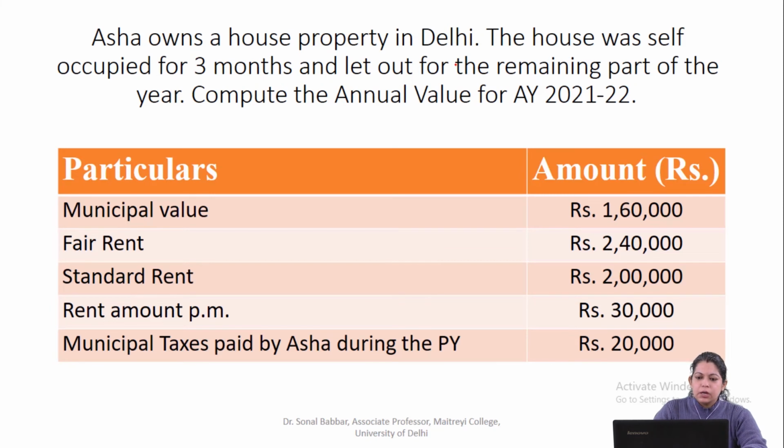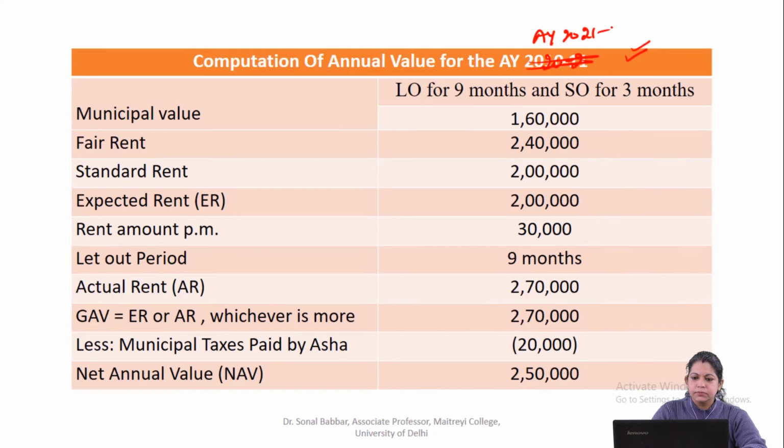Ms. Asha owns a house property in Delhi. The house was self-occupied for 3 months and let out for the remaining part of the year, so it was let out for 9 months. Compute the annual value for the assessment year 21-22. The municipal value is 1,60,000, fair rent 2,40,000, standard rent is 2 lakh rupees, rent per month is 30,000. Municipal taxes paid by Asha during the previous year is 20,000 rupees.